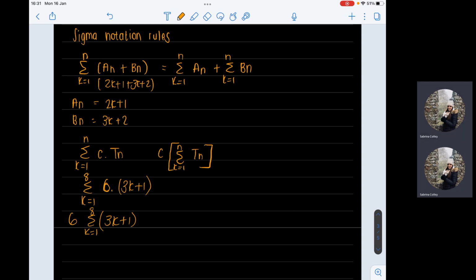All right, so I hope that this helps. In the next video, I will be explaining how to find the answers to sigma notation more easily, but this is just an introduction to writing sigma notation.